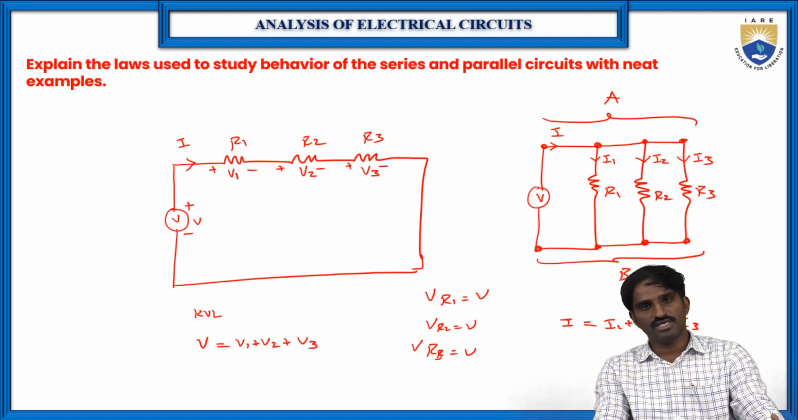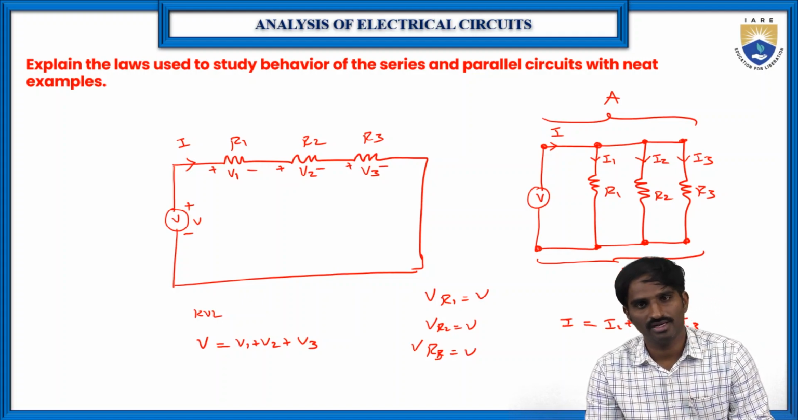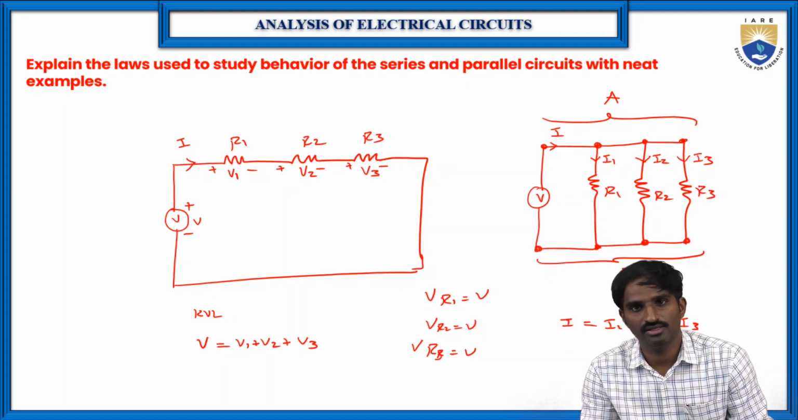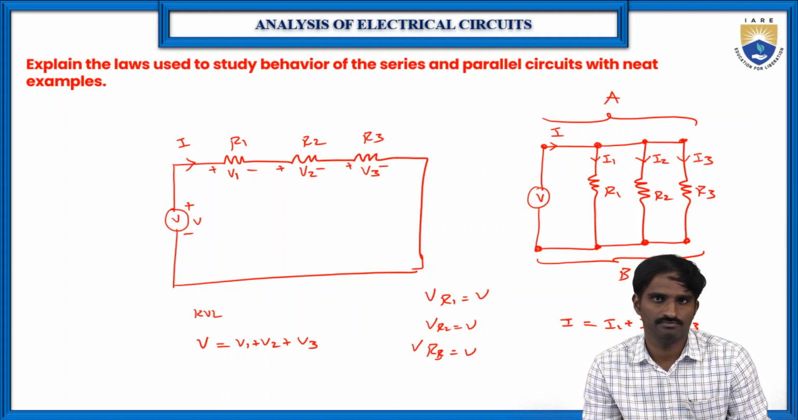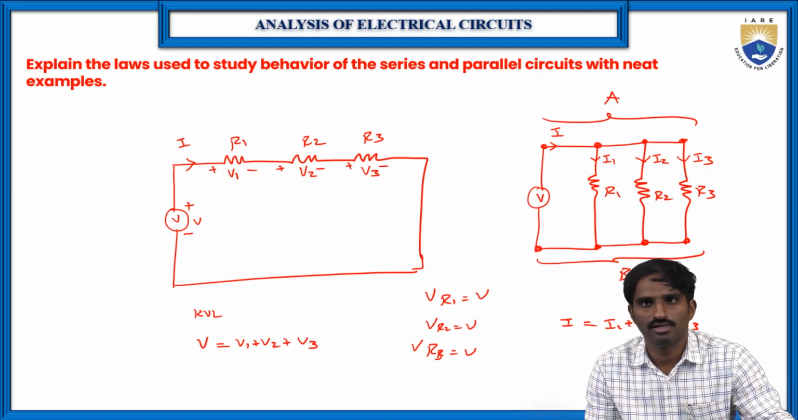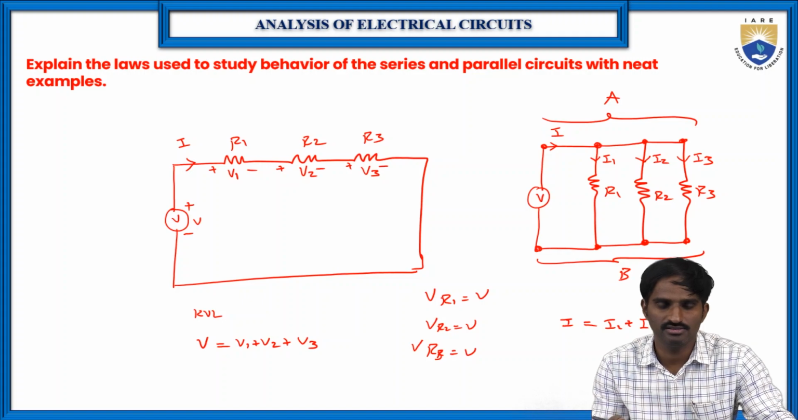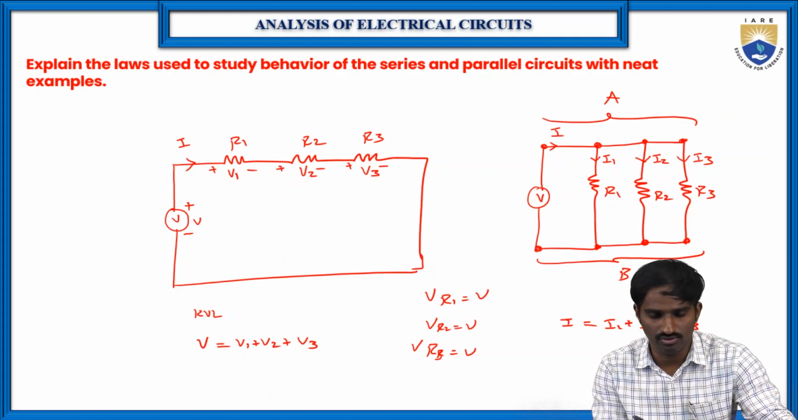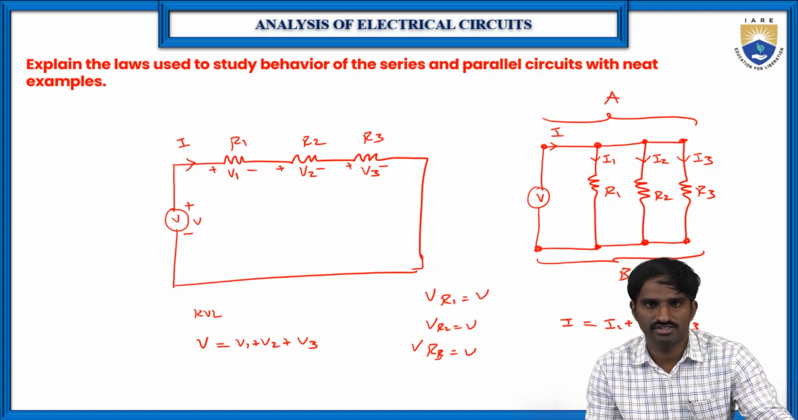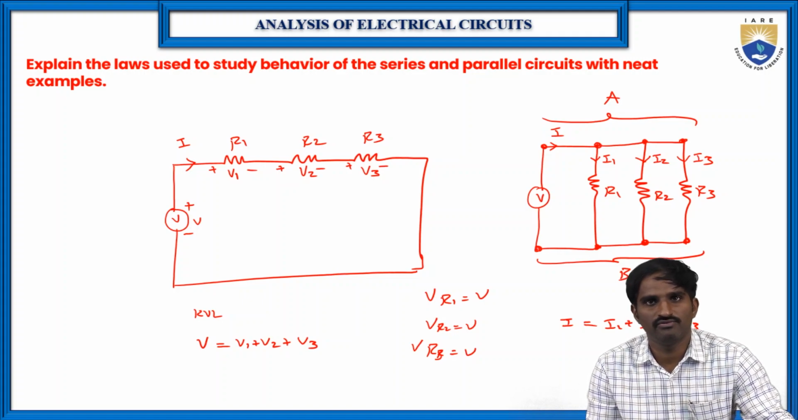So in the series elements, the current is same, the voltage is different, and in the parallel elements, the voltage is same, but the current is different. Okay, so this is the behavior of the series and parallel circuits. So if you get a question like this, then you have to take 2 examples, and then write the relation between the voltages and currents.